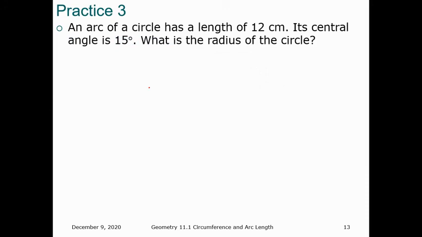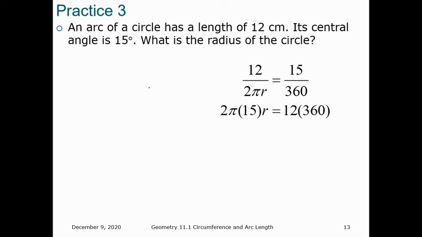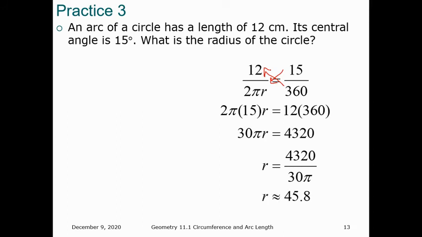If an arc of a circle has the length of 12 centimeters, its central angle is 15. What is the radius of the circle? This time we have 12 over the circumference, but we don't know what the radius is, and we know it's equal to 15 over 360. So if we cross multiply, then we know that we get 12 times 360, and 2 times 15 gives us 30 pi r, which is equal to 4,320. Now we just have to divide by the 30 pi, and r is 45.8.